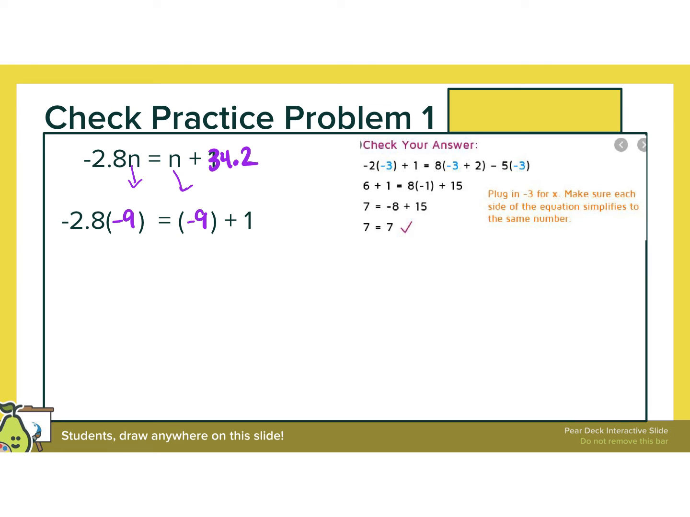So now I'm going to multiply. Negative 2.8 times negative 9 is going to give me positive 25.2. And then, oh, I messed up here. This is 34.2. And then negative 9 plus 34.2 is also 25.2.